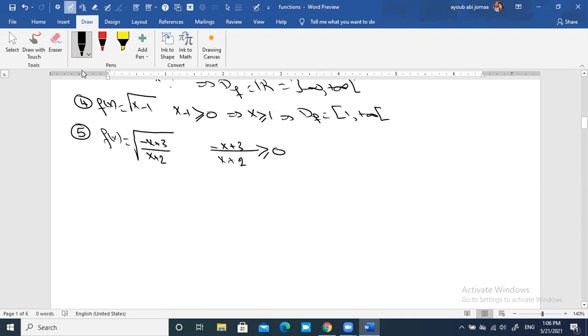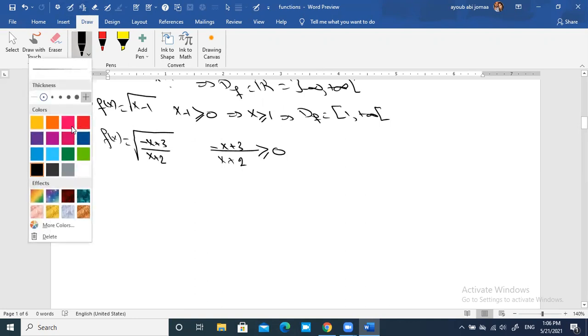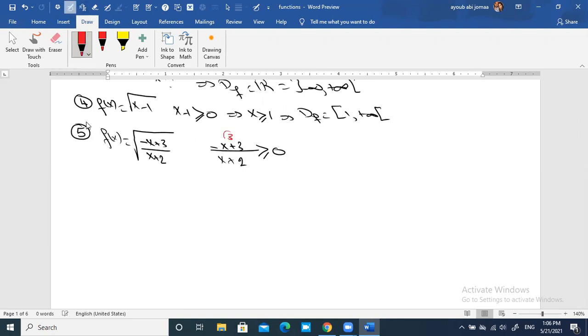Well, you have this rational expression. You need it greater than 0. Go back to the previous lesson. Find the roots of each. Here, the root of the numerator is 3. The root of the denominator is negative 2. And then put a table of signs.